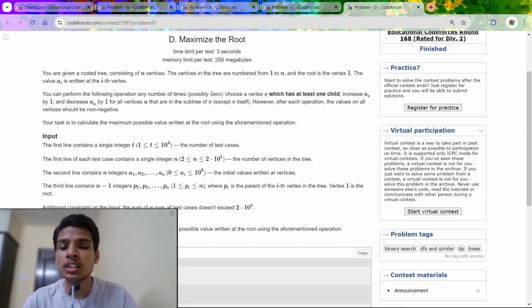Choose a vertex such that it has at least one child, and increase the value of the vertex you have chosen by 1, and decrease the value of every node in the subtree of that vertex by 1. So after performing this operation any number of times, what is the maximum value the root can get?